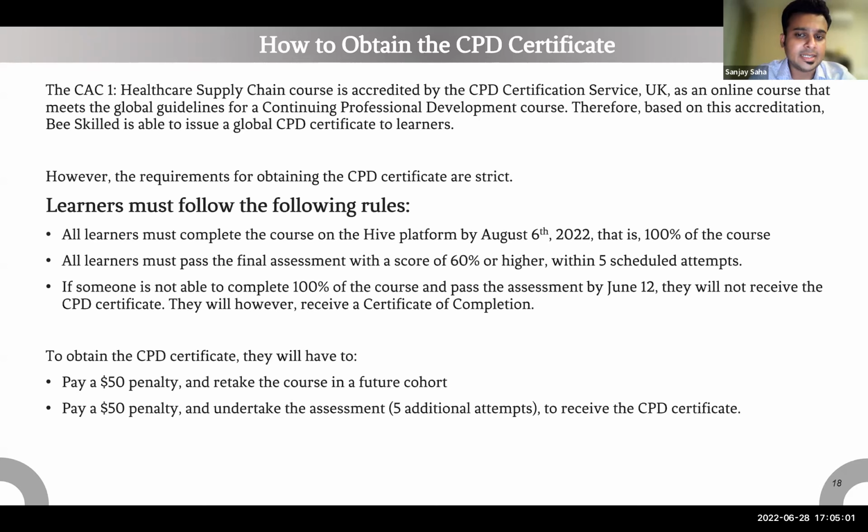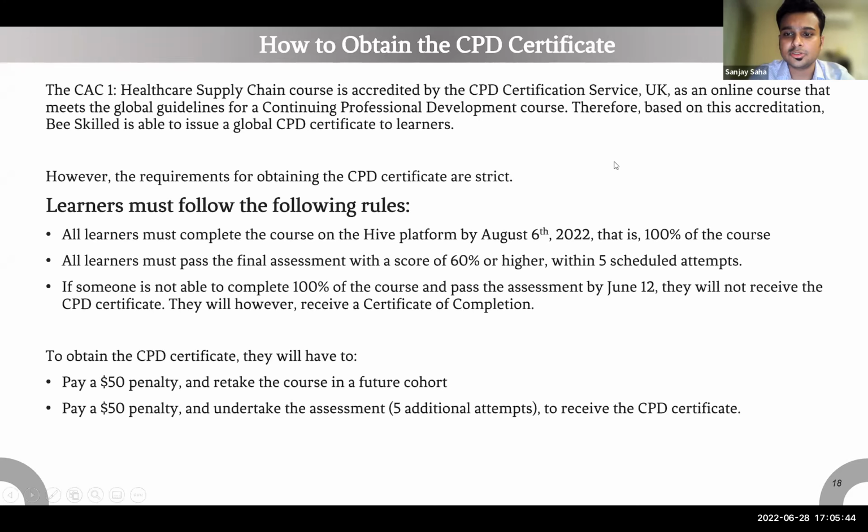So there is a very strict criterion that we have 5 attempts. 5 attempts, I think, are good enough for everyone. And within those 5 attempts, you have to score 60% or higher. You will get 50 questions in that assessment. There will be a designated time. And we consider the highest score that you obtain after 5 attempts. But it is important to finish within the scheduled 5 attempts. Otherwise, you will not receive the CPD certificate. You can receive the certificate of completion, but you won't receive the CPD certificate.